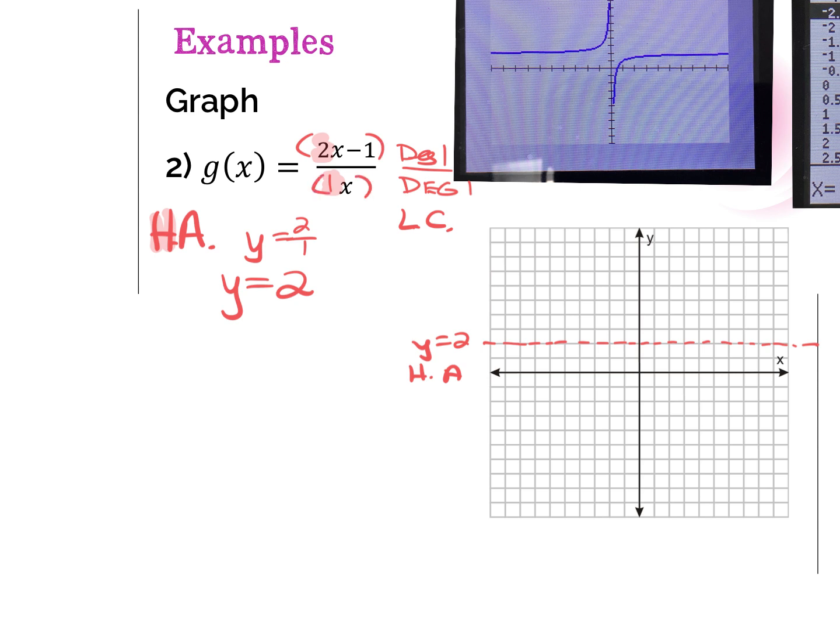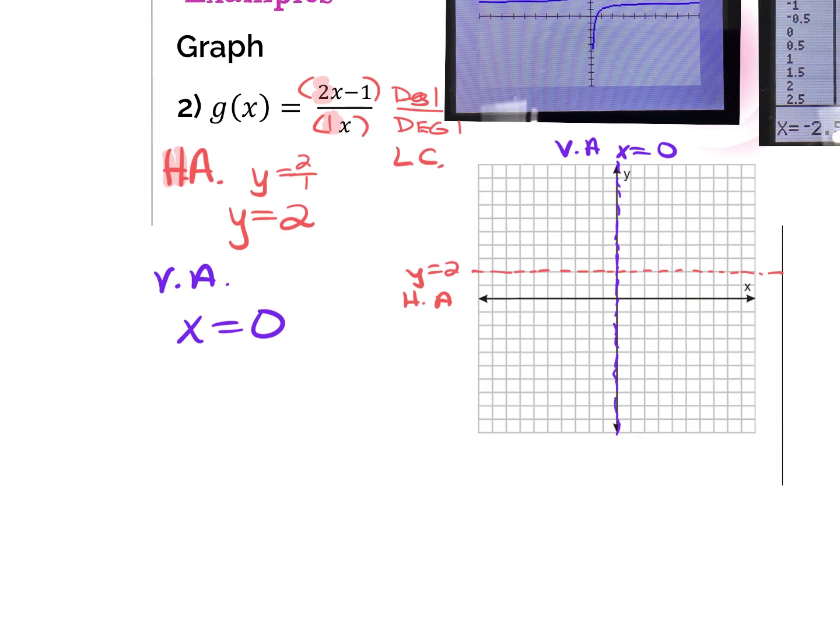So I'm going to set the denominator equal to 0. So x equals 0 is my vertical asymptote, which is actually the y-axis. So here's my vertical. Doing it in purple. X equals 0, vertical asymptote. And now let's work on finding the intercepts.